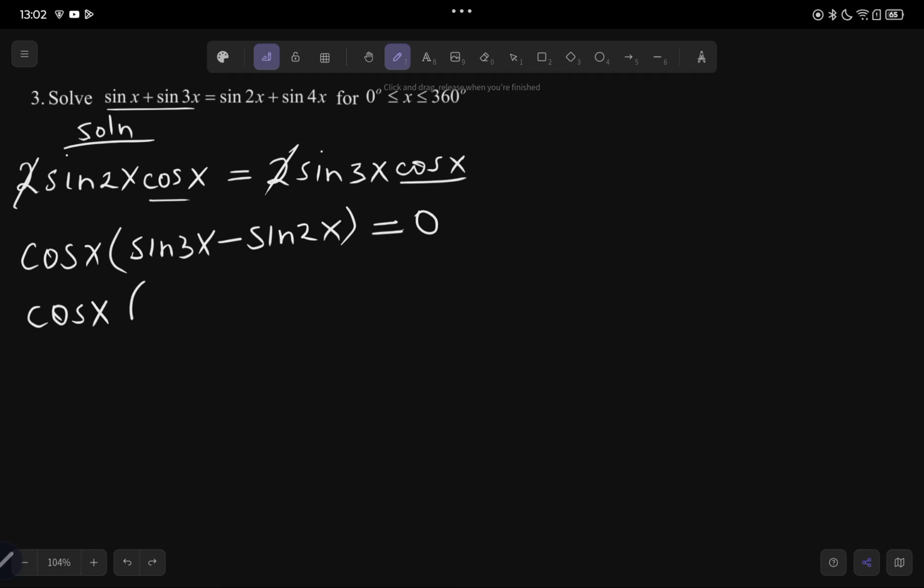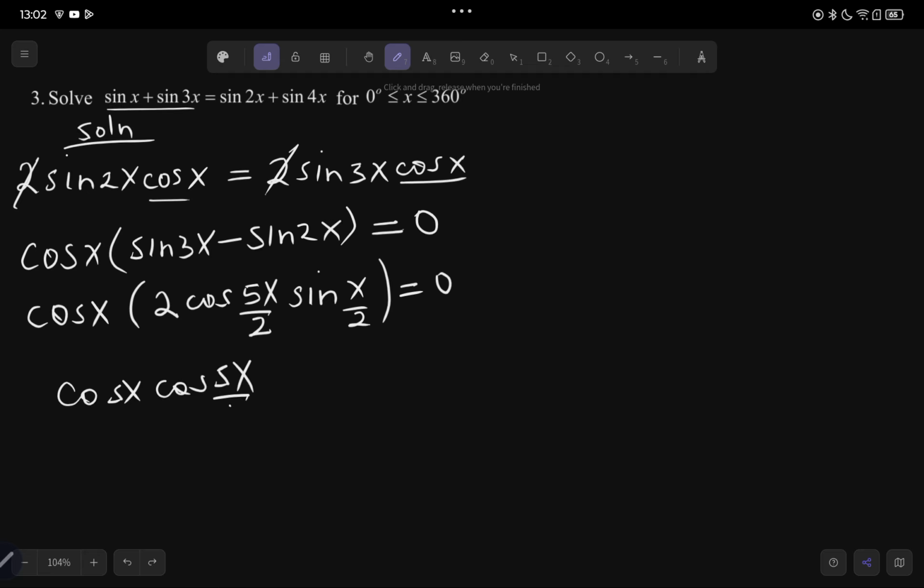So cos x. Now here in brackets we shall have 2 cos 3 plus 2, 5. 5 divided by 2, 5x over 2. Then sin 3x minus 2x is x divided by 2 is x over 2. This is equal to 0. So in the end we have cos x. That's 2, you divide through by 2, it goes. Then sin x over 2 is equal to 0. Now each of these brackets can be equal to 0.